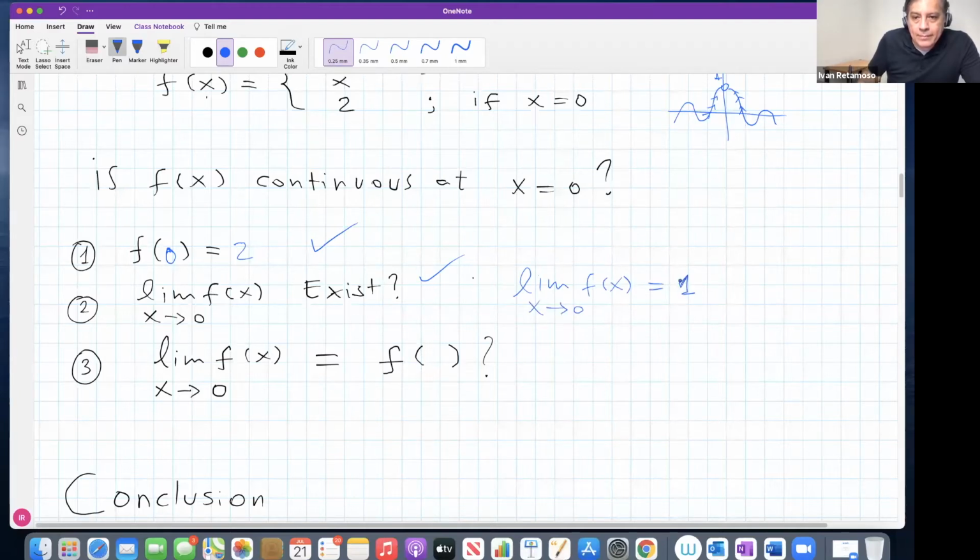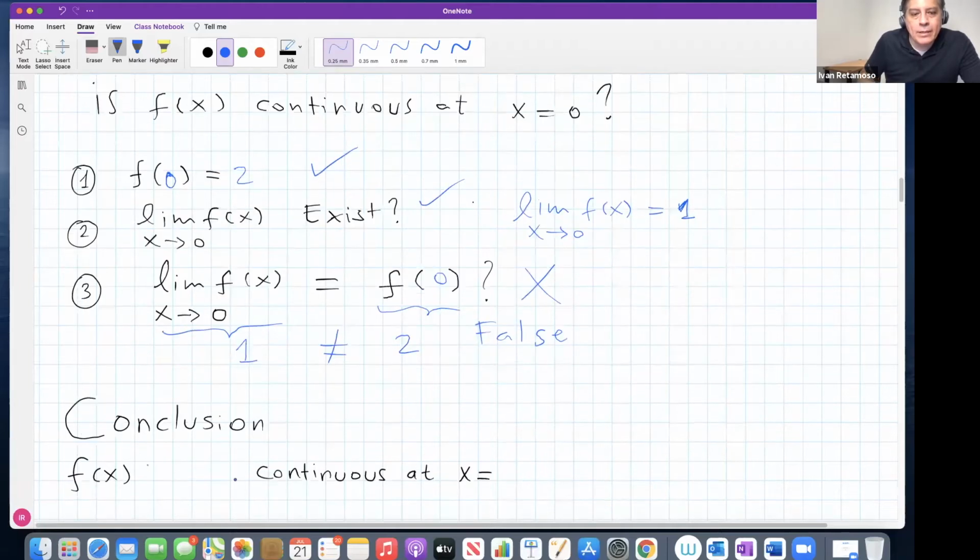It exists, it's good. But now, is the limit equal to the evaluation? Well, the limit is 1, but the evaluation is not 1, it's 2. They don't match. So, false. Just because of this third condition, you have to say as a conclusion, f of x is not continuous at x equals 0. So this is how this works.